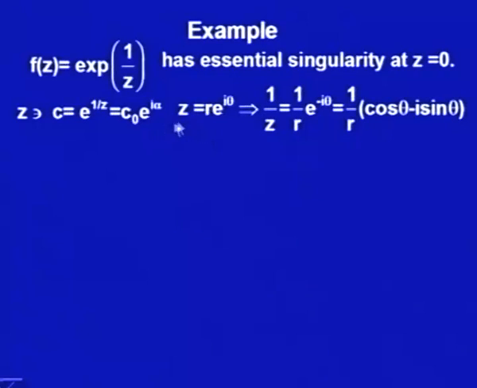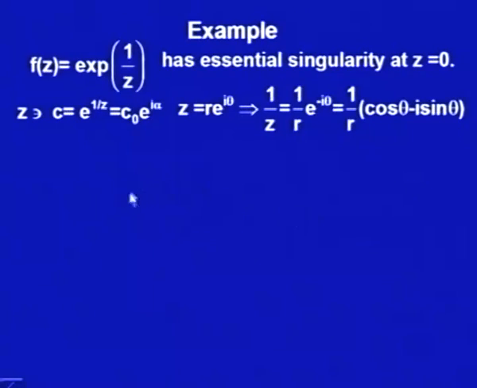Now, if I represent my z by polar coordinates rather than x and y, rather than writing z as x plus i y, then z can be written as r times e to the power i theta. This says 1 upon z would be 1 upon r times e to the power minus i theta. We know by Euler's formula that e to the power minus i theta I could write as cos theta minus i sin theta.